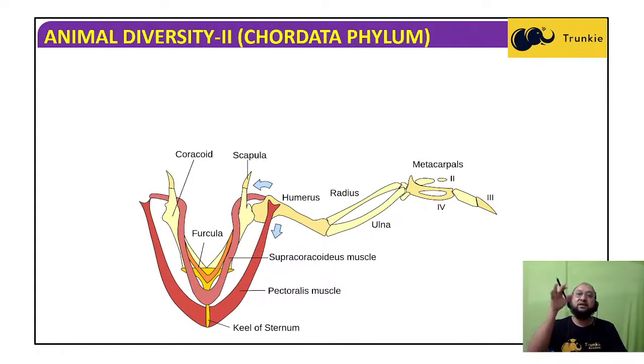Then there are the feathers, where the wings are formed, in the wing region. Metacarpals. Okay, and the supracoracoideus muscles are there, and the pectoralis muscle, the chest muscles, and the keel of the sternum.